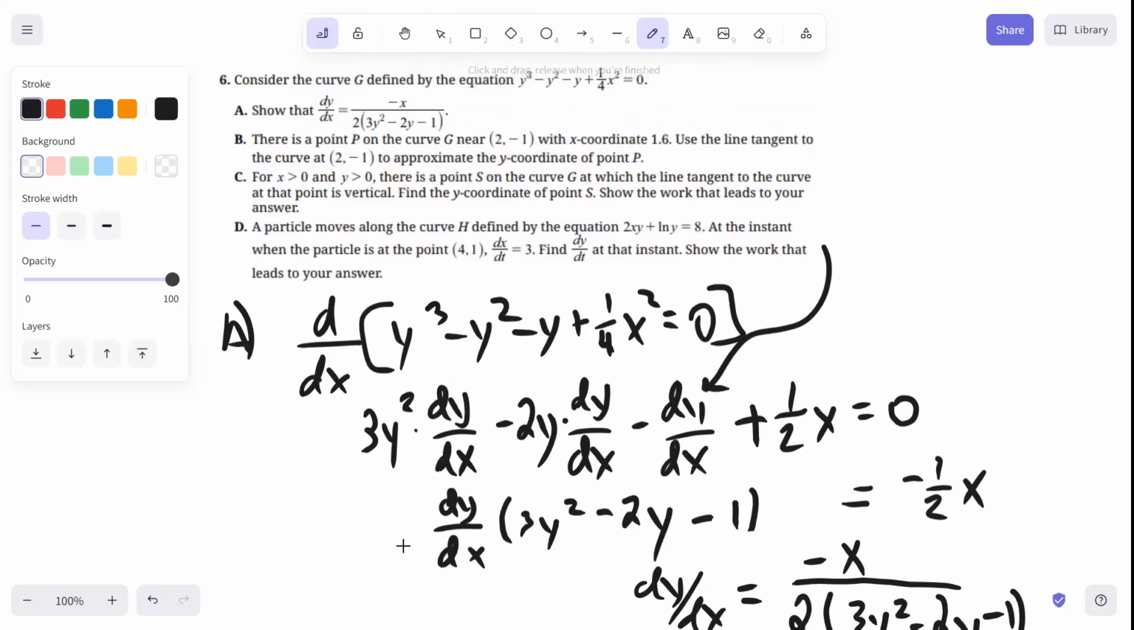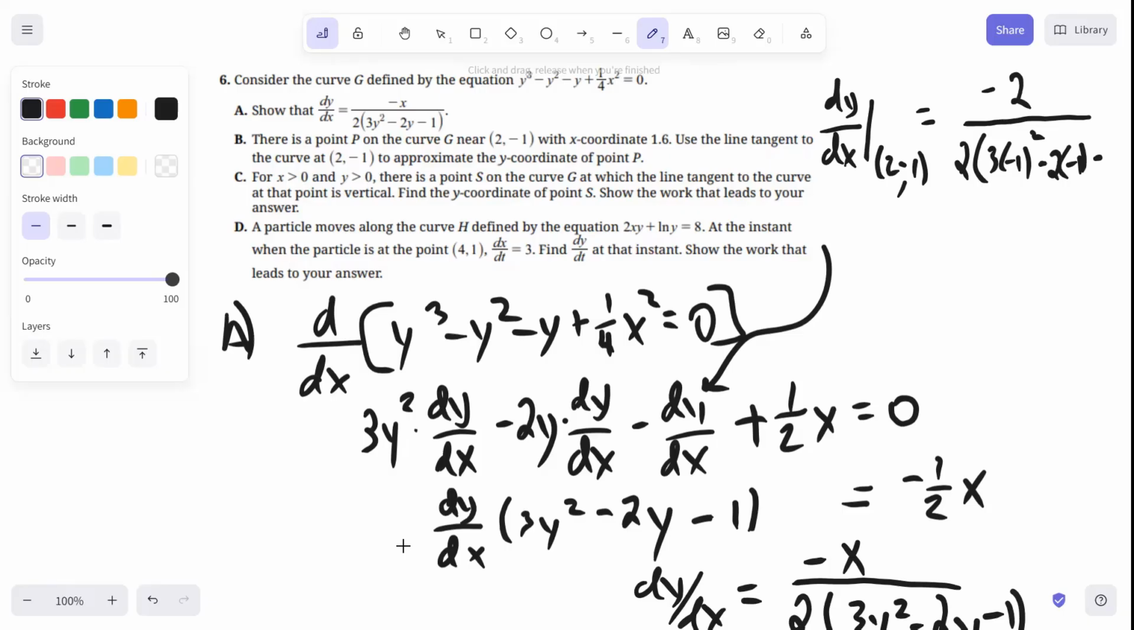For part B, there's a point P on the curve G near 2, -1 with x coordinate 1.6. Use the line tangent to the curve at 2, -1 to approximate the y coordinate of P. So we have the point. In order to get the tangent line, we also need the slope at this point. So we're going to evaluate dy/dx at the point 2, -1. Plugging that in, you would have -2 over 2 times 3 times -1 squared minus 2 times -1 minus 1. And that's all going to simplify down to -1/4.